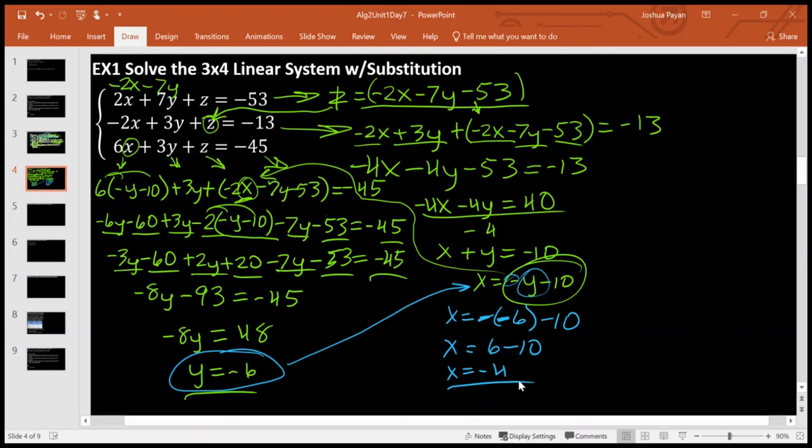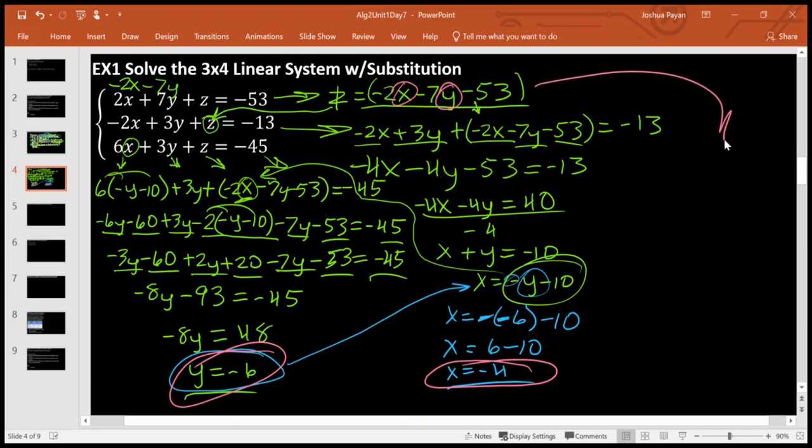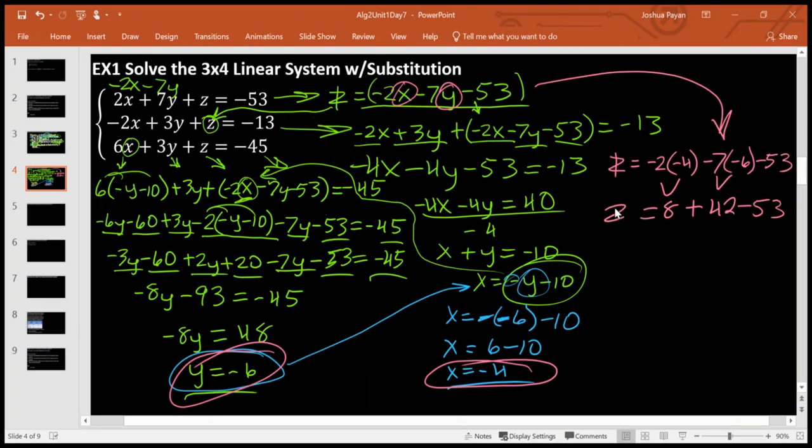Okay, and then I'm going to plug in for x now, right over here. And I'm also going to plug in for y right over here. Let's see what that looks like so that I can find z. So z is equal to negative 2 times x minus 7 times y minus 53. That gives me positive 8 plus 42 minus 53. 8, 50. 50 minus 53 is negative 3.